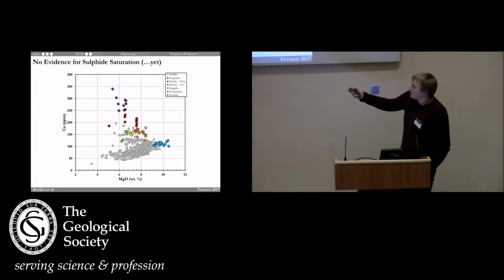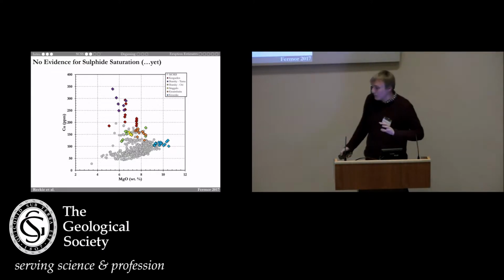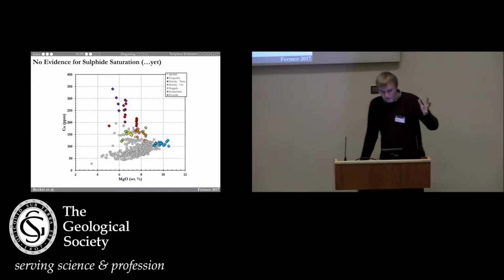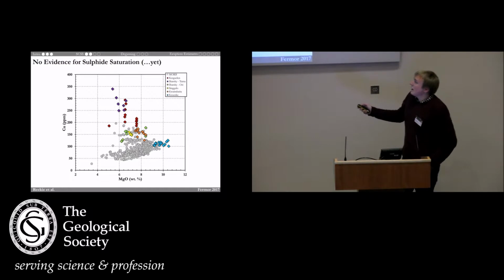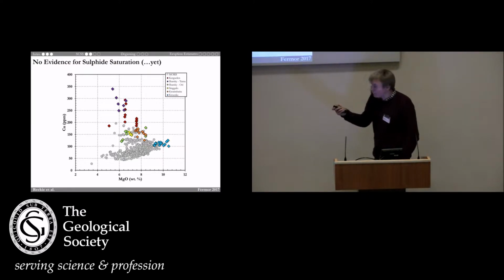quickly. We're at 10 weight % MgO in the most primitive Kerguelen basalts. We have about 100 ppm, so fairly standard compositions for a mantle melt. And this increases up to around 350 ppm. We see no direct evidence, as we see in the MORB array, for sulphide saturation in terms of chalcophile element, trace element abundances.